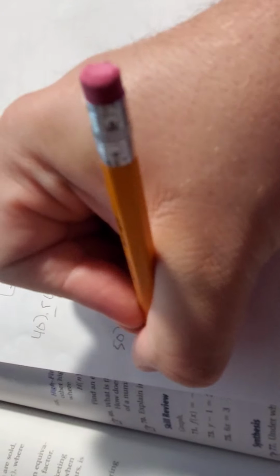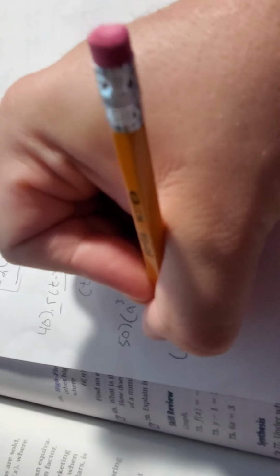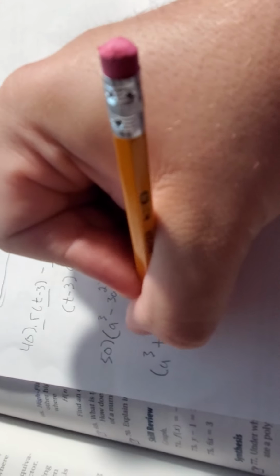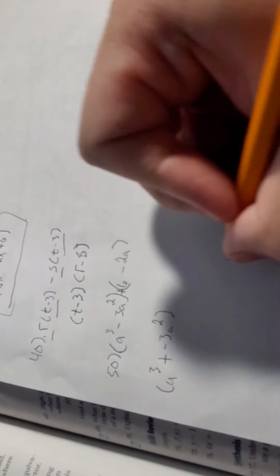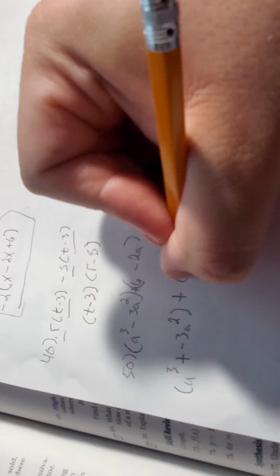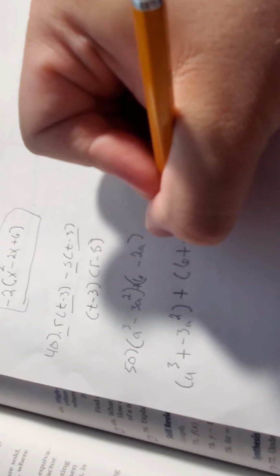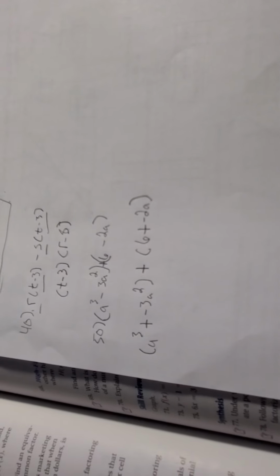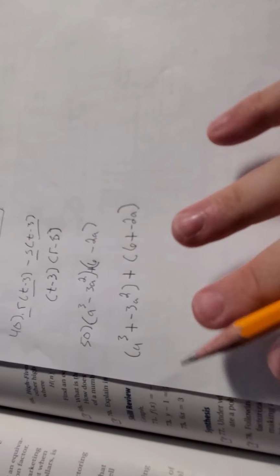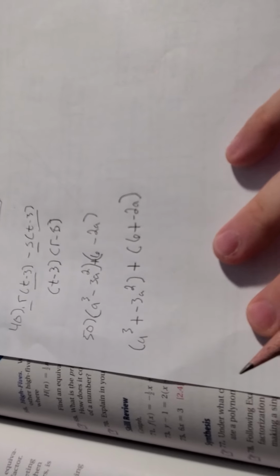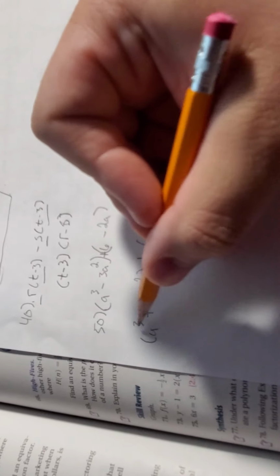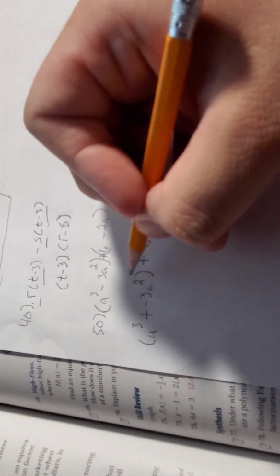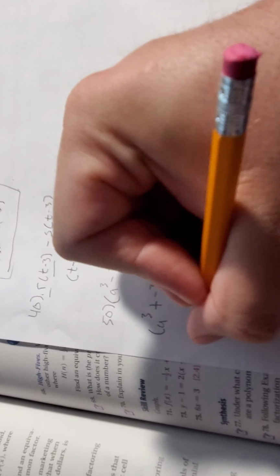So first off, our first part is going to be written as a cubed plus negative 3a squared, in parentheses, plus 6 plus negative 2a. For our first part, with the a cubed plus negative 3a squared, we need to take a look at it and see what can be factored out. What is going to be the same throughout this part to start us out? We have a to the third power and a to the second power. We can definitely take a squared out of both. So that's what we're going to put down for our first part.